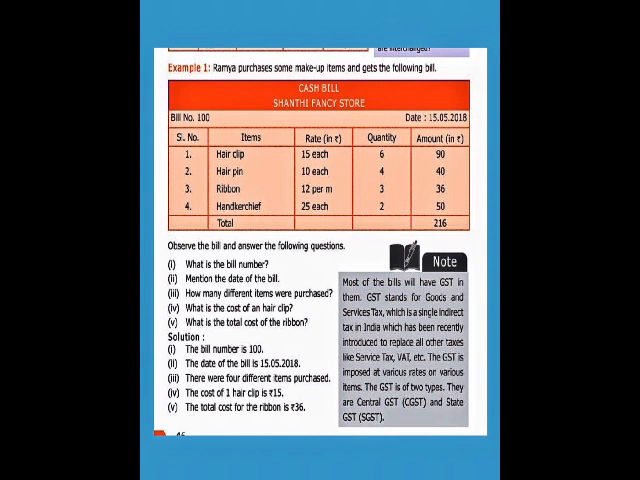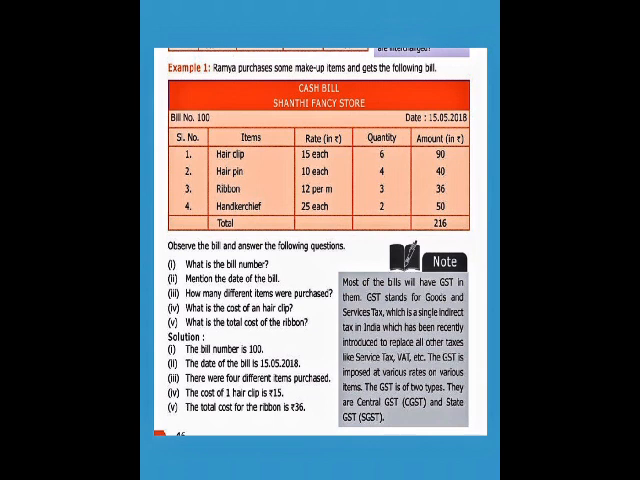What is the bill number? I told you, the bill number is 100. Mention the date of the bill. The items were purchased on 15/5/2018. What are the items? There are 4 items: hair clip, hairpin, ribbon and kerchief. The question is how many different items were purchased? She purchased 4 different items.